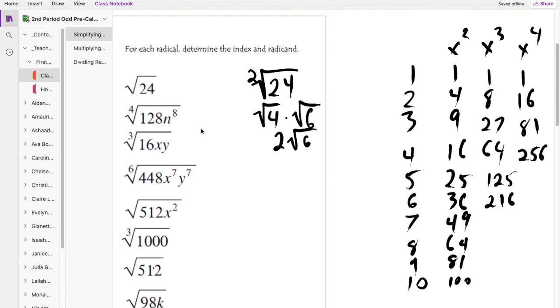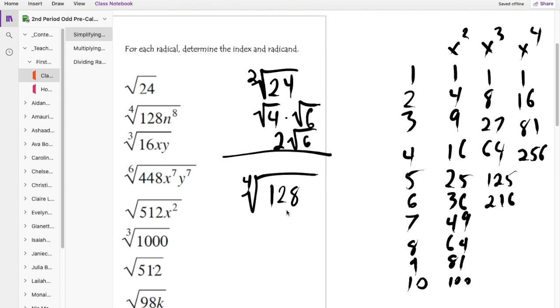So this next problem, we are looking at the fourth root of 128 n to the 8. For now, I'm just going to focus on the 128, and we'll come back to the n to the 8th in a second. So I'm trying to find the perfect 4th power that is a factor of 128.